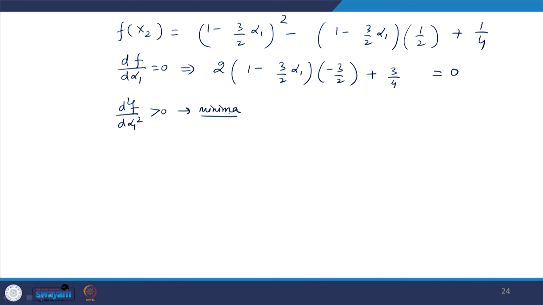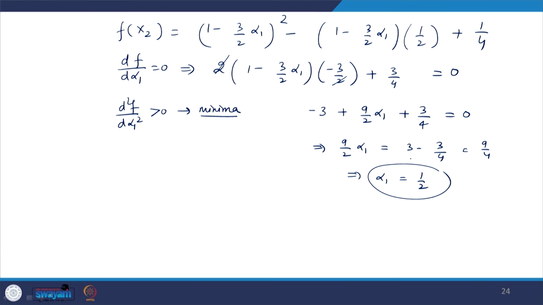Okay, so let us compute alpha 1 from here. 2 cancels out, so it is nothing but minus 3, plus 9 by 2 alpha 1, plus 3 by 4 equal to 0. This implies 9 by 2 alpha 1 should be equal to 3 minus 3 by 4. So it is 12 minus 3, that is 9, so it is 9 by 4. So this is simply 9 by 4, and this implies alpha 1 is 1 by 2. So in this way we obtain alpha 1.